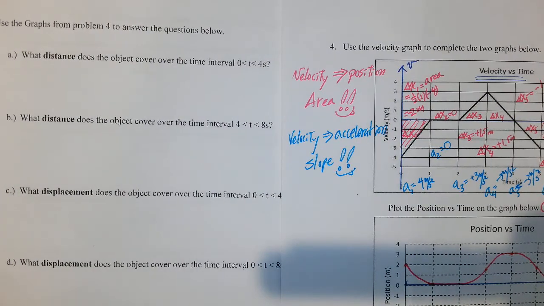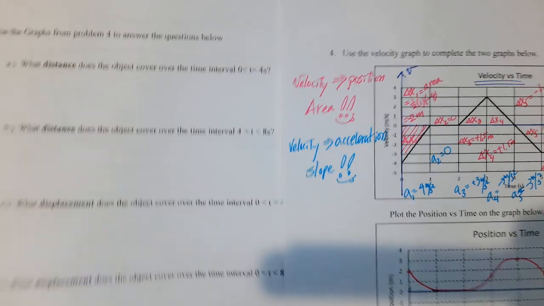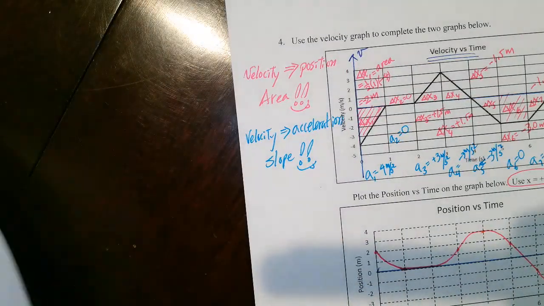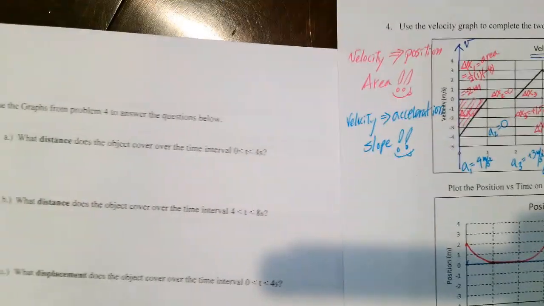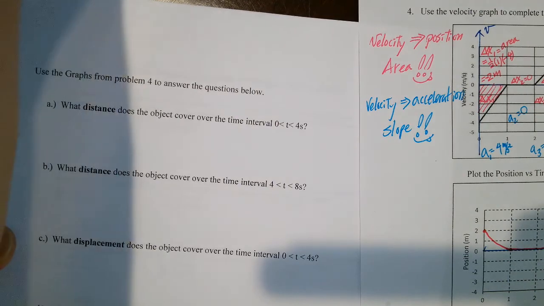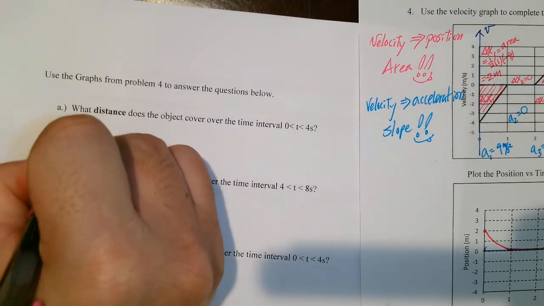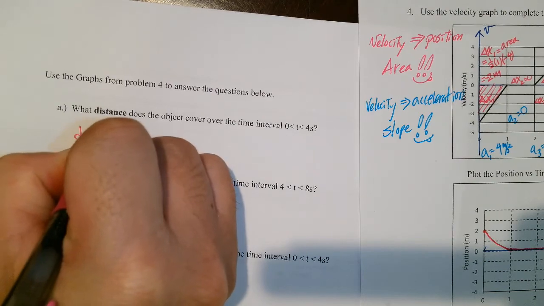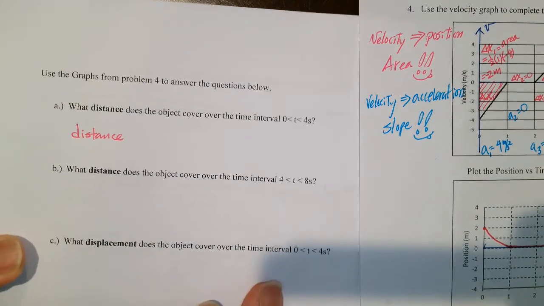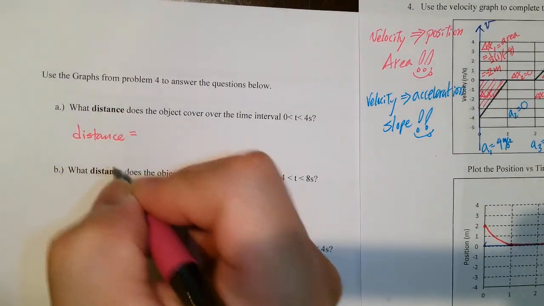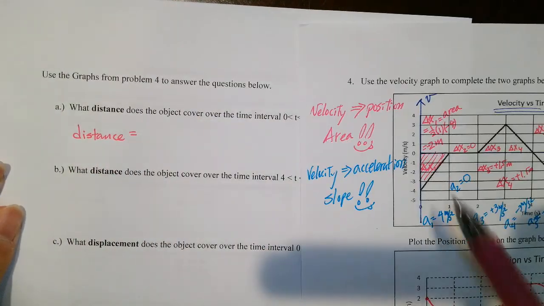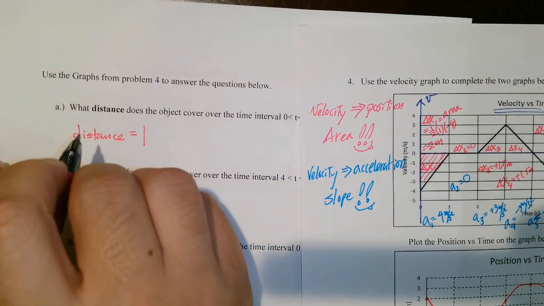Now, you have to know the difference between distance and displacement. I think I told you that earlier, right? That you have to know the difference between distance and displacement. So distance, we really don't care about which direction it travels, right? So for distance, we just add up all the change in positions in positive values.